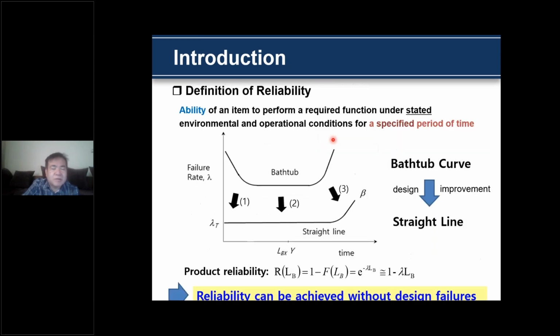This is a definition of reliability. Reliability can be defined as the ability of an item to perform the required function under the stated environmental and operating conditions for a specific period of time.